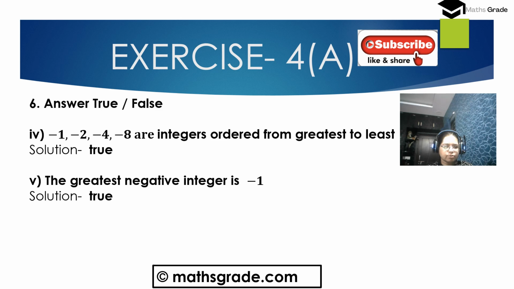Part five: the greatest negative integer is -1. Yes, this is true. 1 is the smallest positive integer, but if we place the -1, then it will be the greatest negative integer. So the greatest negative integer is -1. This is true.